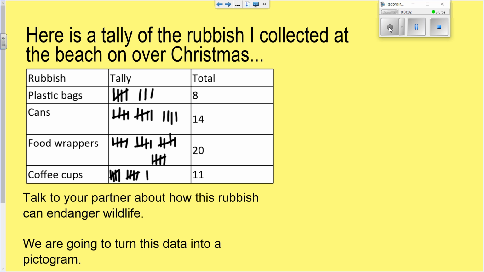Right, good afternoon. This afternoon we're going to continue our work on the environment, but we are going to link it to a little bit of maths and we're going to be looking at pictograms.